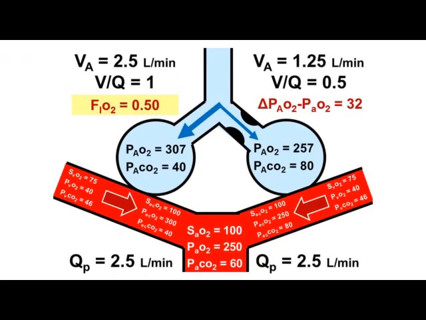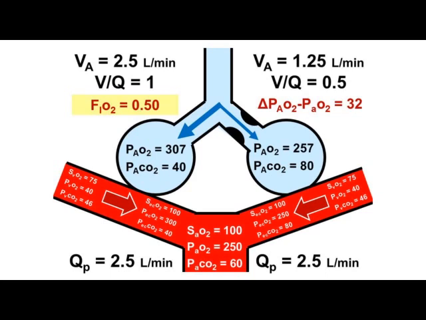All right, how about this situation? So here's a VQ of 1. So we know the PCO2 is 40, but we're now breathing 50% oxygen. So alveolar O2 is markedly increased. However, saturation is still only 100%. You can't get greater than 100%.